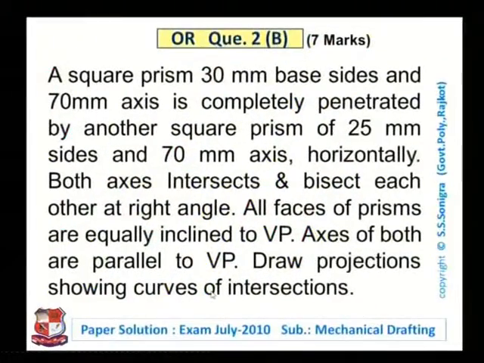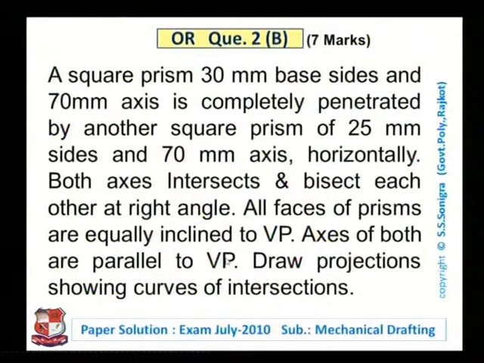Now the next problem. The data is given like this: a square prism, 30 mm base sides and 70 mm axis, is completely penetrated by another square prism of 25 mm sides and 70 mm axis horizontally. Both axes intersect and bisect each other at right angle. So here a square prism is given. It is penetrated by another square prism. Two square prisms are there, and all faces of the prisms are equally inclined to the vertical plane.